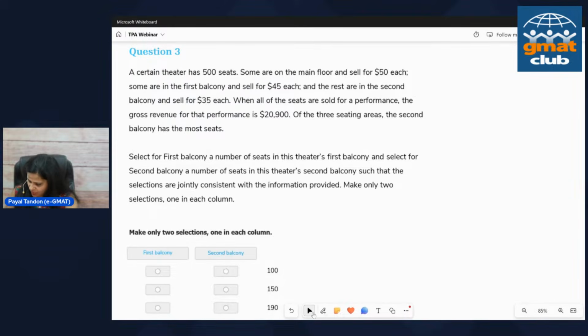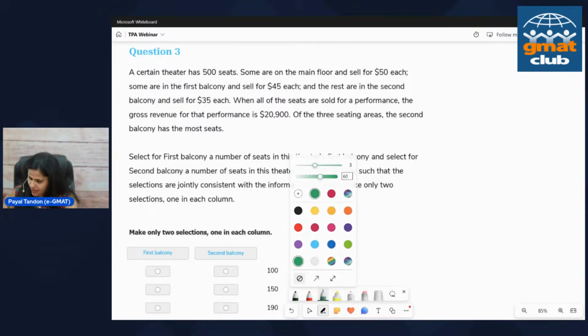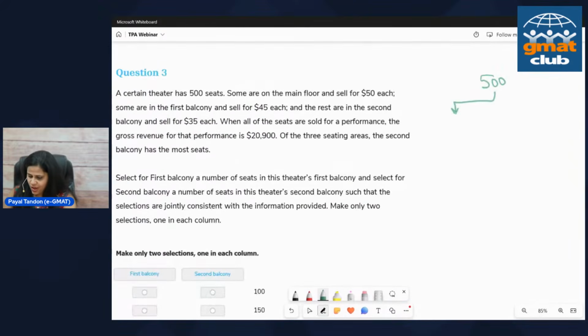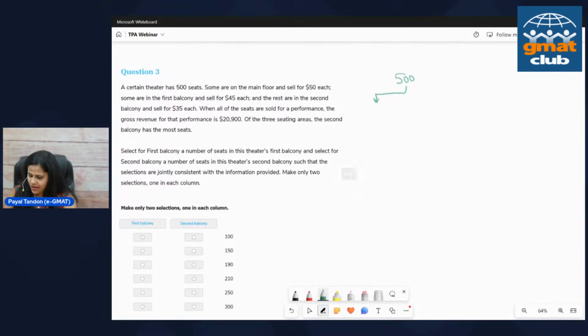So again, I'm not going to go into the details of it, but when you're reading the question, what you have to do is arrive at the entire visualization of the question. So you have these 500 seats, right? They're on main floor. Main floor ones are for $50. So write this down in your notes. Then you have the first balcony, $45. And then you have the second balcony, $35. So as you are reading this, you need to be making notes. You shouldn't worry about what the choices are. As you're reading this, make these notes.